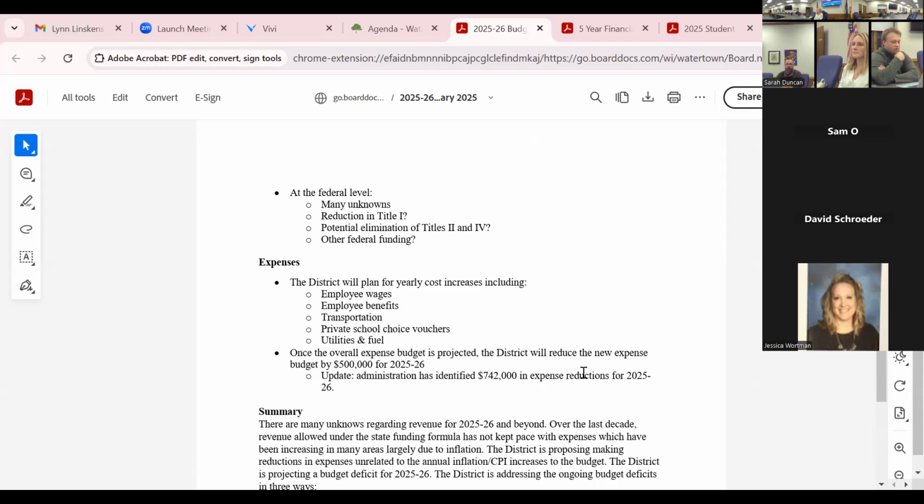We're in the current year of 2024-2025. We've already approved the budget, correct? This year's budget, not next. Right, 25-26. So we haven't even started down that road yet. That's months out before we start looking at that.